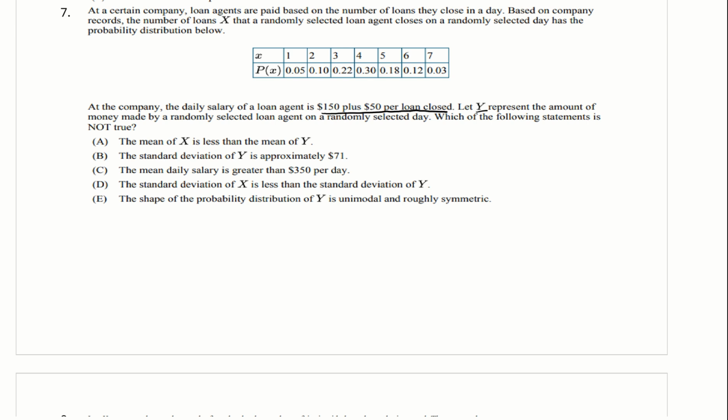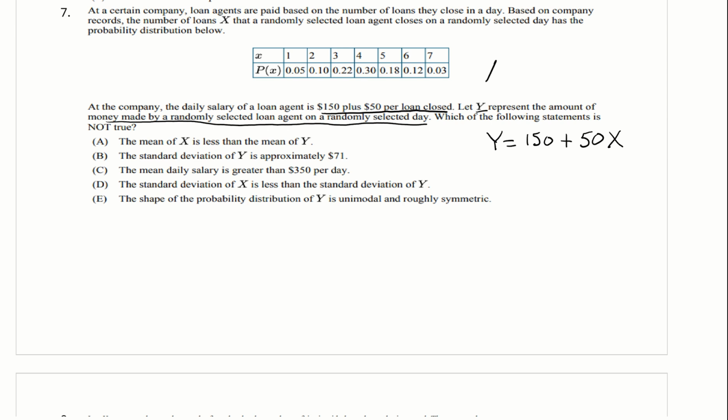Which of the following statements is not true? So first off, it says Y represents the amount of money made by a randomly selected loan agent on a randomly selected day. So that means that they're saying that the random variable Y is 150 plus 50 times the number of loans, and the number of loans is X, right? Capital X. All right, and let's see. It says the mean of X is less than the mean of Y. Is that true? So we need to calculate mu X and mu Y, right?